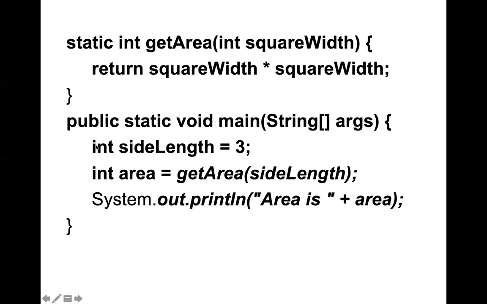So we've still made a new variable of type int called sidelength and initialized it to 3, but now to compute the area, instead of doing the multiplication right here, we just call getArea on sidelength, and that's going to do the multiplication and return the value 9 in this case, to our new variable called area. And then we can print area equals whatever the value stored in area is, which of course is 9 here.